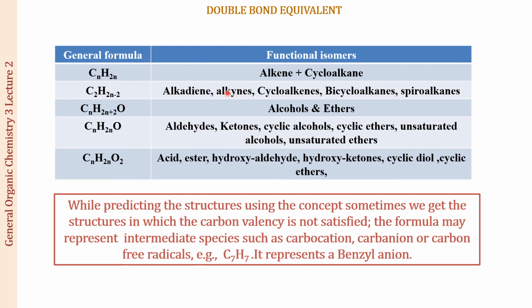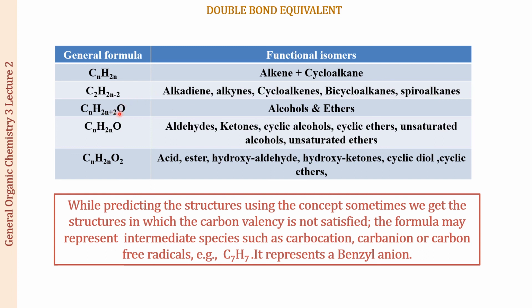Alkyne means a triple bond. A triple bond is equivalent to two double bonds, so it can be an alkadiene, with two double bonds. Then it can also be a ring with a double bond, a cycloalkene. It can be two rings, a bicycloalkane or a spiroalkane. So these are again the examples that you've already seen.